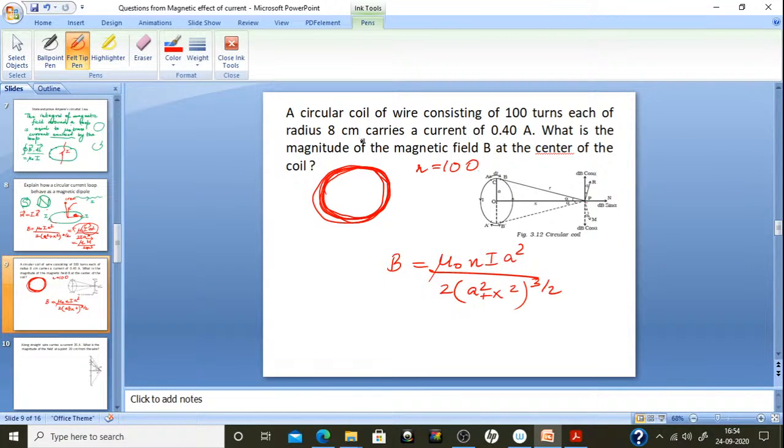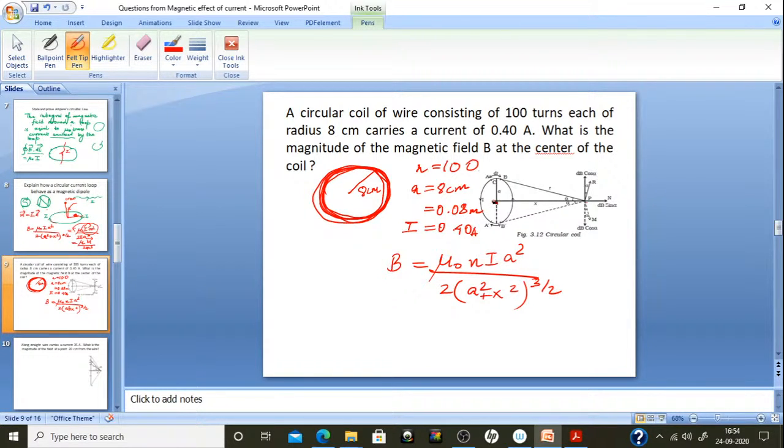Okay, then what is that? The radius is 8 centimeter. Radius is denoted with the small letter a, so a is 8 centimeter, but you have to convert to meters. This will become 0.08 meters. That is the radius. What else is given? Current is given. Current is 0.40 ampere. So the question is, what is the magnitude of the magnetic field at the center?